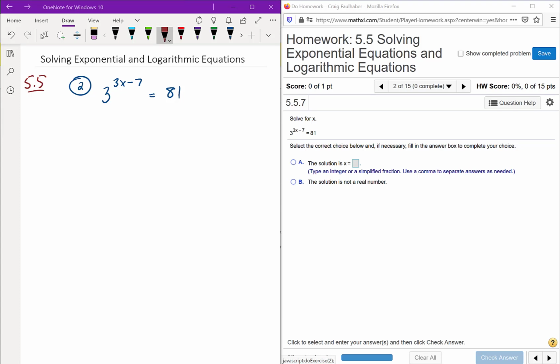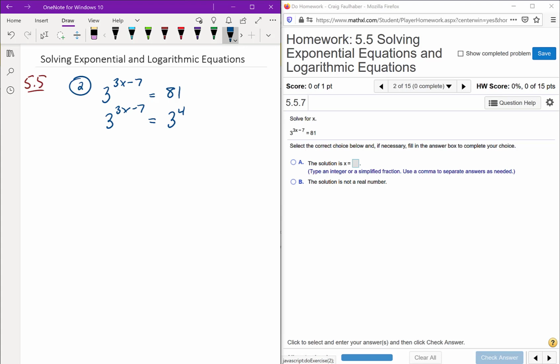In this video, we're going to do a bunch of problems involving solving exponential and logarithmic equations. For this first problem, what we're supposed to do is recognize that on the left side of the equation we have a base of 3, and on the right side of the equation we have 81, which can be written as a base of 3. To be more specific, we can write 81 as 3 to the 4th power.